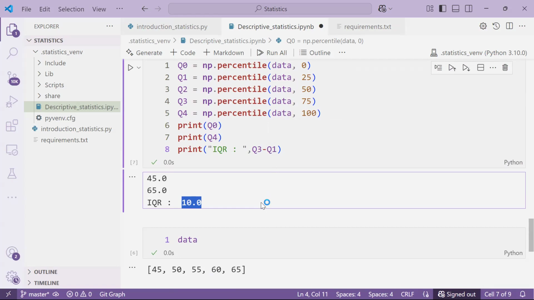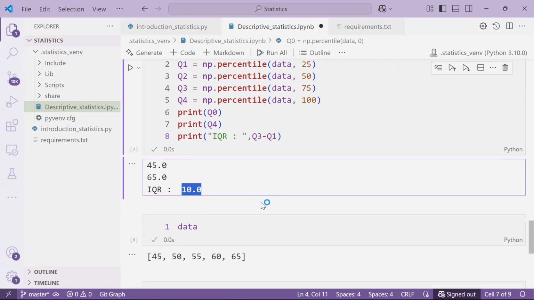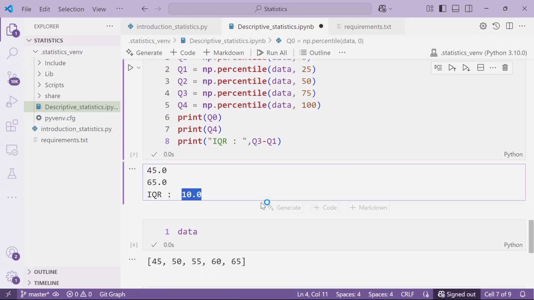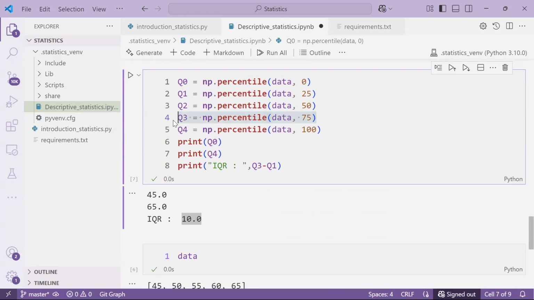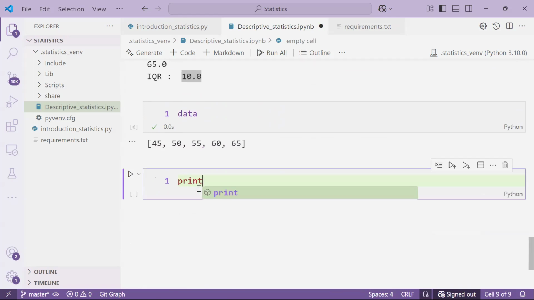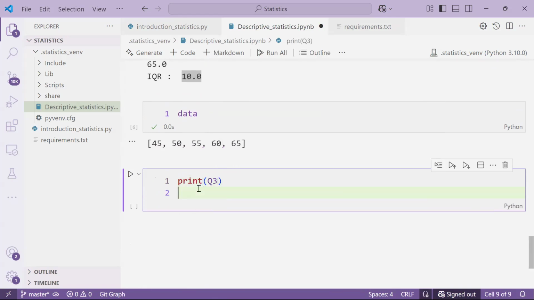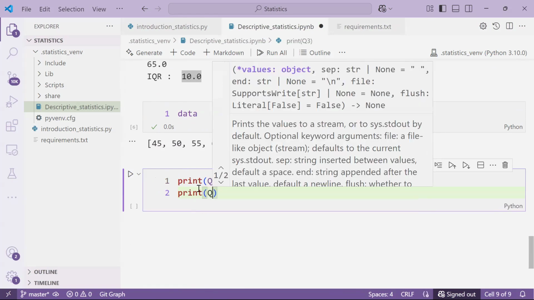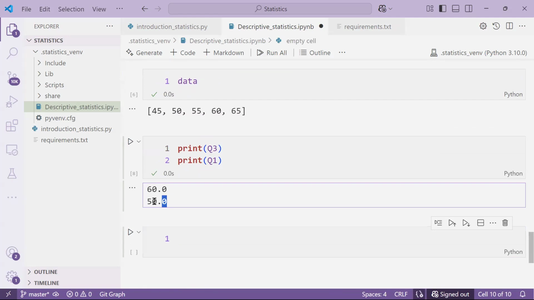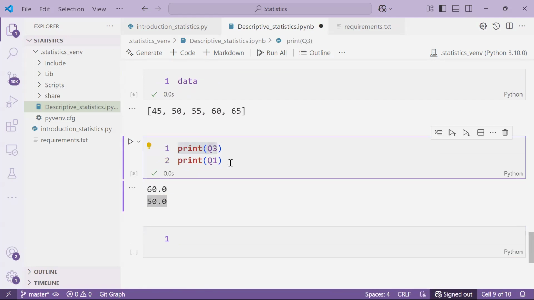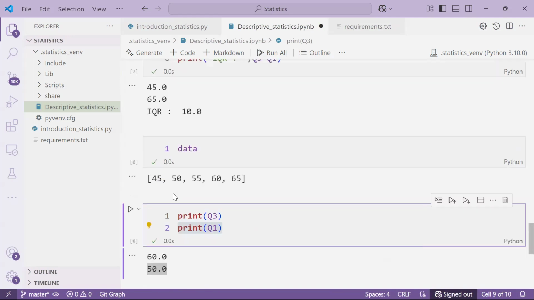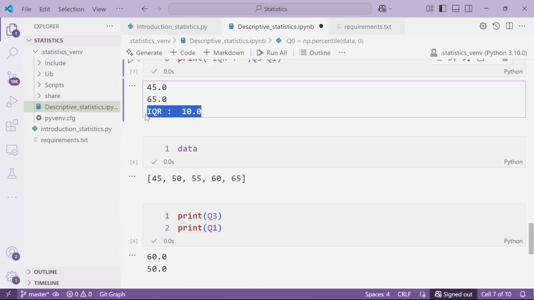Yeah, I understand. Any questions? Could you please repeat the last one, how you got 10? So the difference between the 75 percentile of the data and the 25 percentile of the data. Just simply we can print Q3 and Q1. So 60 is your Q3 and 50 is your Q1. The difference between 60 and 50, it's 10 only, right? Yeah, I understand. Okay.